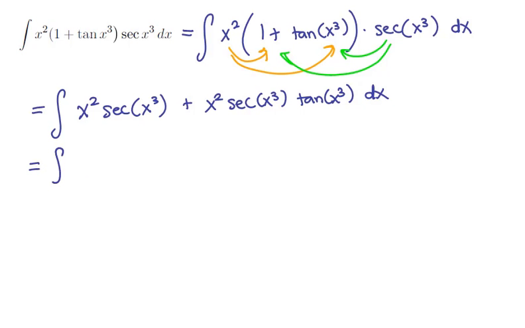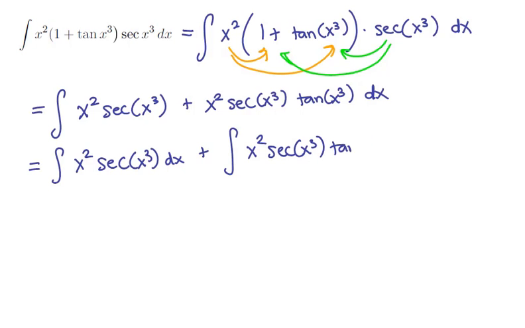Now we can split this up into two integrals. We'll have the integral of x squared secant of x cubed dx, and we'll have the integral of x squared times the secant of x cubed times the tangent of x cubed dx. And we can attack these two problems completely separately. So let's focus on the first integral.